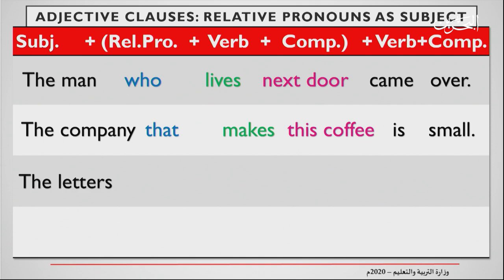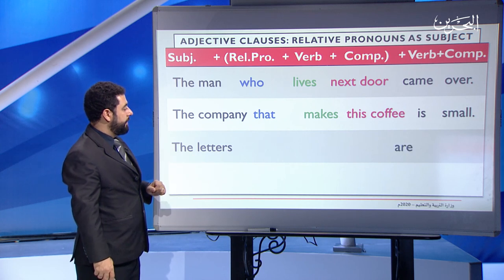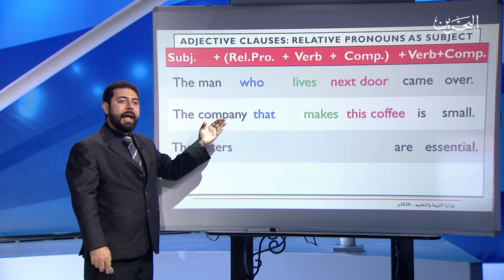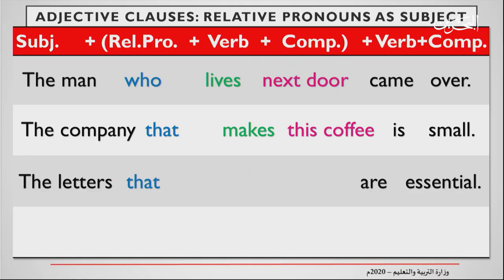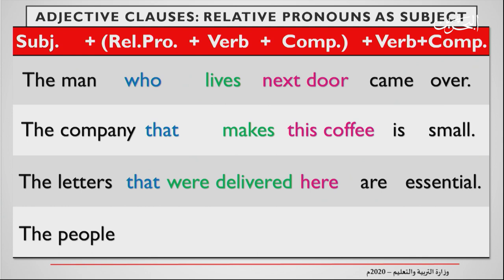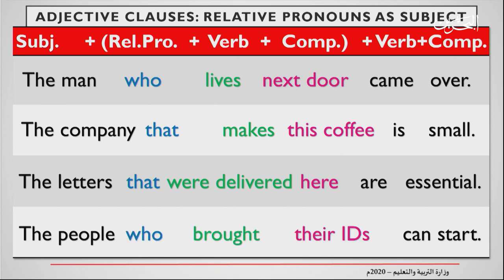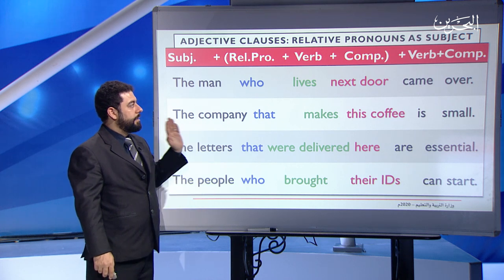All right, let's change to the letters, which is in plural. The letters are essential. Add a relative clause. I say that were delivered here. The letters that were delivered here are essential. Okay? Let's change to people. The people can start. You see, in the form of verb, I use the modal. You say can start. Right? So I say the people who brought their IDs can start. These pronouns are as subject.